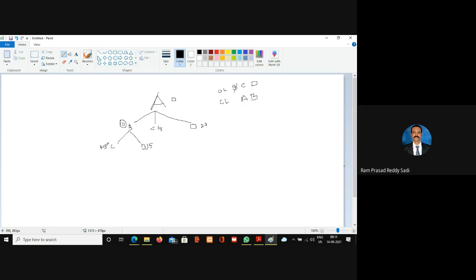Its successor nodes are C and D. Now find out the heuristic values. The heuristic value of C is 45. The heuristic value of D is 35. So these are already present in this.